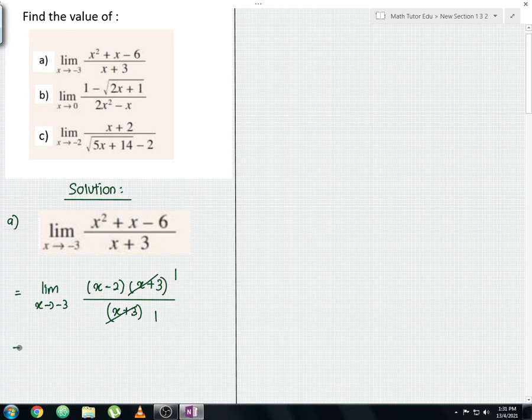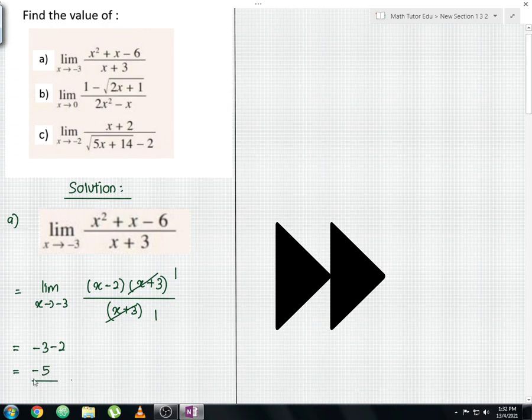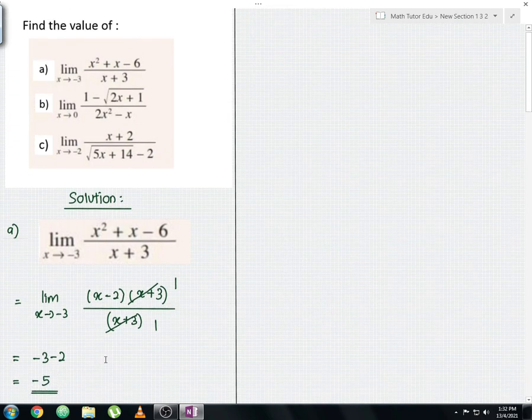So from here, when x equals negative 3, negative 3 minus 2, you should get your limit equals negative 5. So this is the answer, guys. Question part A is pretty straightforward. Let me underline the solution. So that is all for the working of the question part A. I hope you understand the concept, guys. Let me proceed to the question part B now.